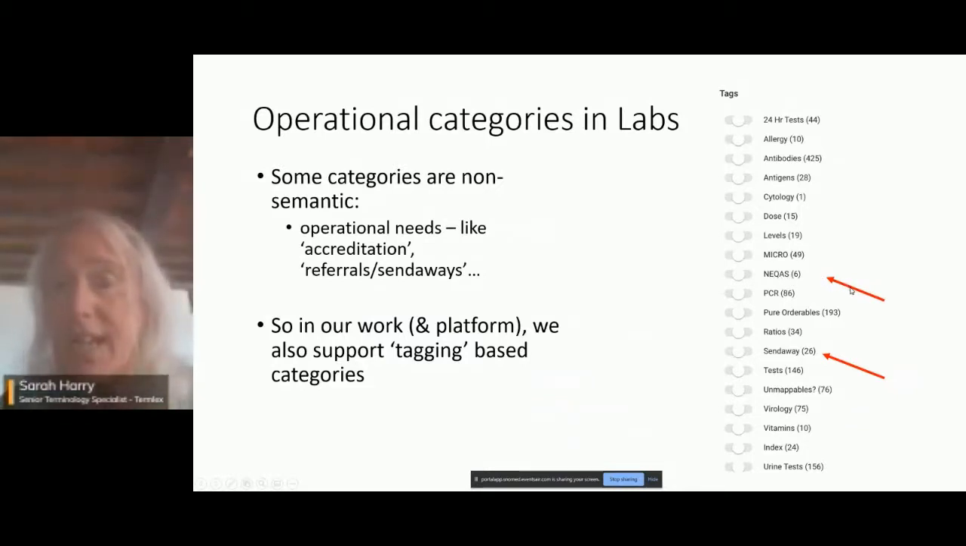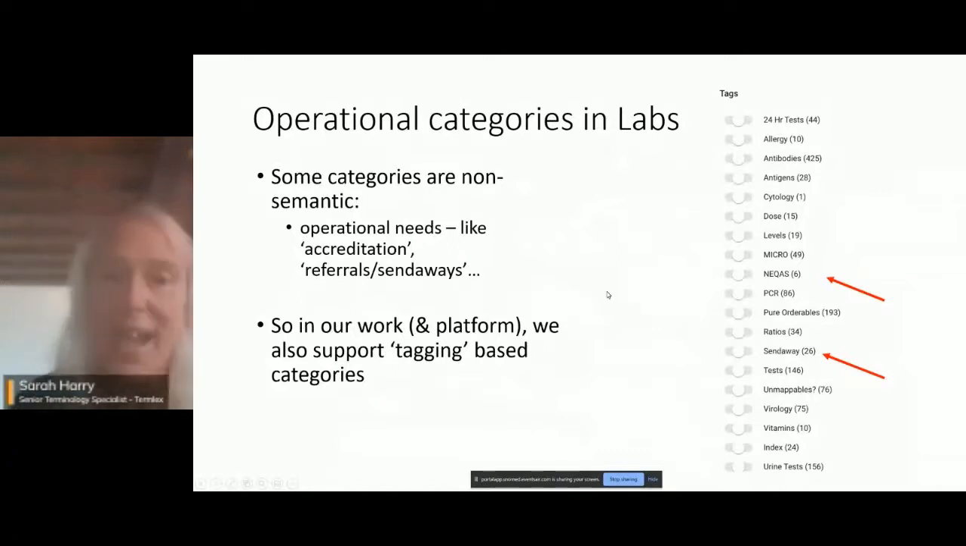If we want to just see our NEQAS concepts, well, we can tag all those concepts in the interface very easily. And then we've just got a slider control on here, and we can say, show me only the NEQAS concepts, or filter the NEQAS concepts out. We can do the same for sendaways. So all our tests sent to other labs and brought back, we can just identify those within our local code list. So it's a simple, effective, user-friendly way of quickly sorting content that doesn't require us to do that kind of Protege heavy lifting, but it's still just as effective.